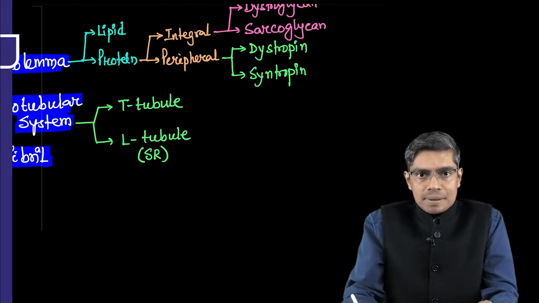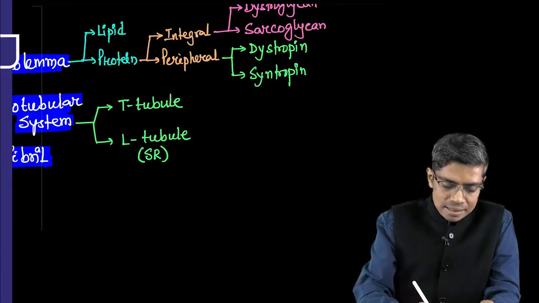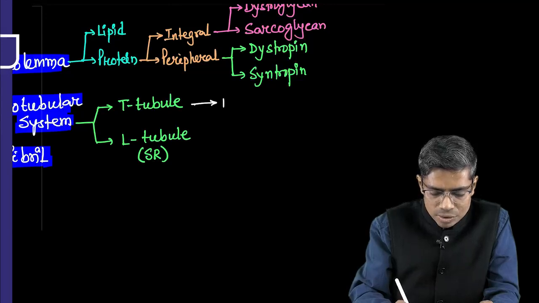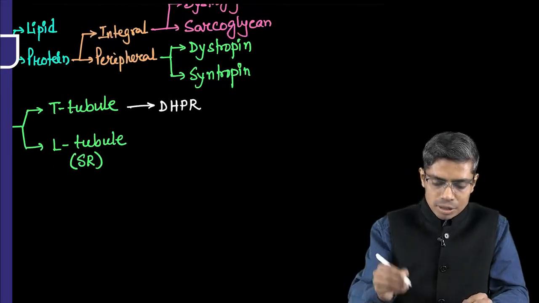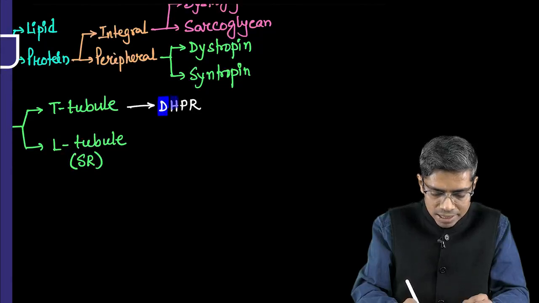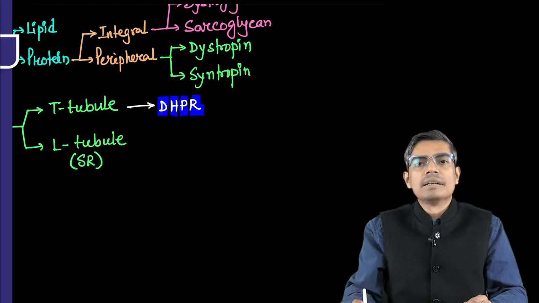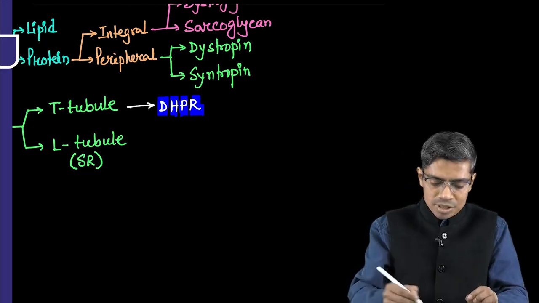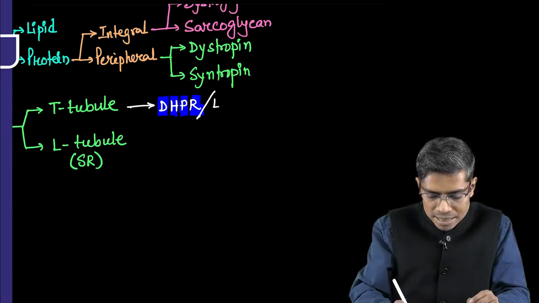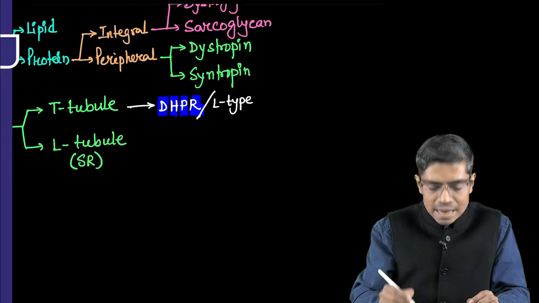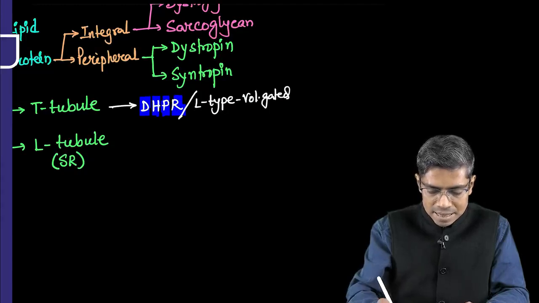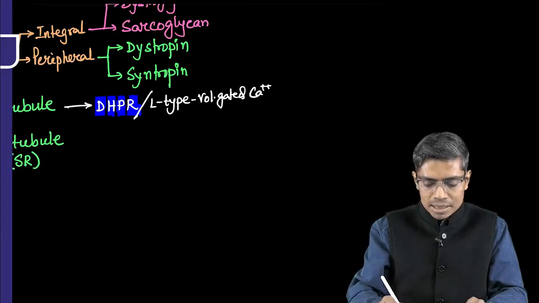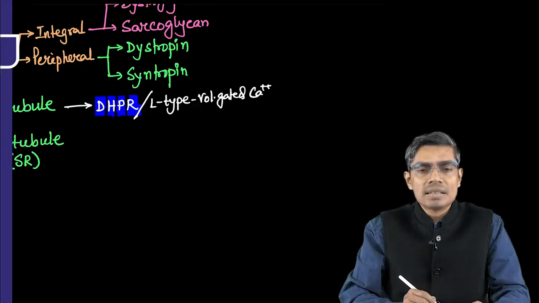Now, very, very important. T tubules contain a calcium channel, and that channel is known as the DHPR type of channel. So what is this DHPR? You know from your pharmacology knowledge that it is the dihydropyridine receptor channel. What is this? This is basically an L-type calcium channel, which is obviously voltage gated. So a voltage gated L-type calcium channel is nothing but DHPR, the dihydropyridine receptor channel.